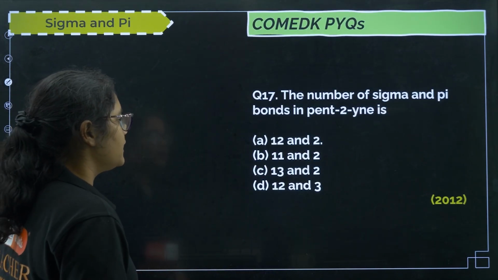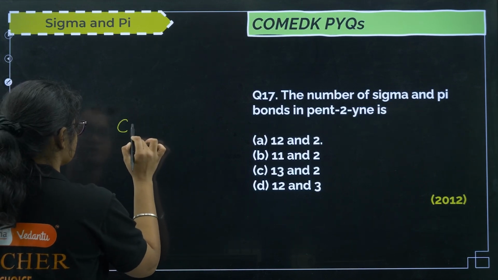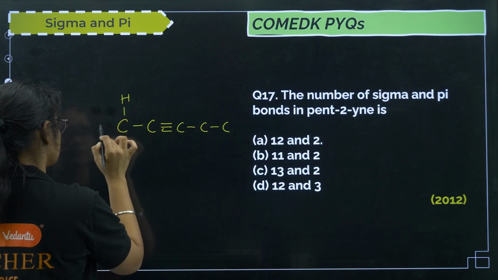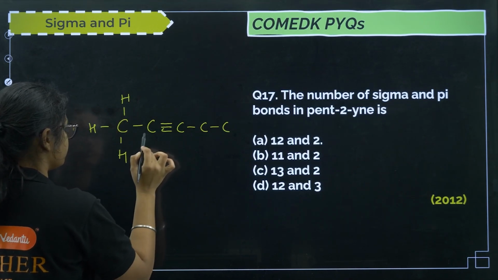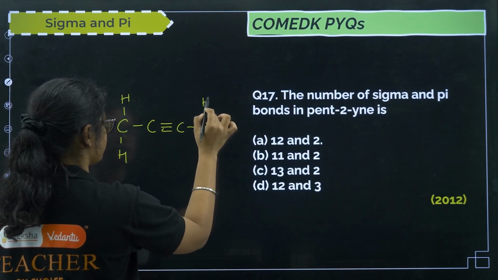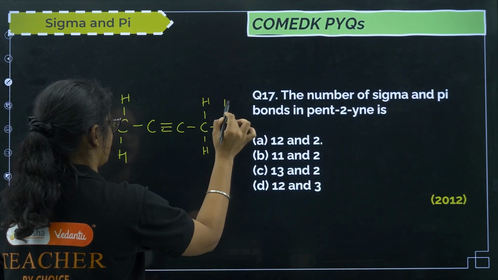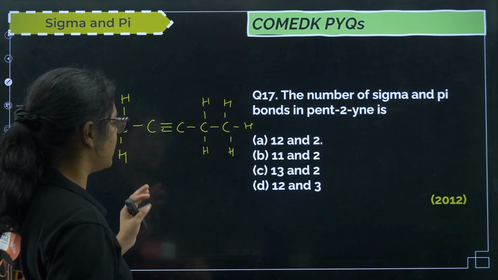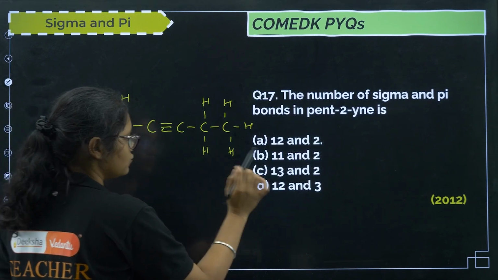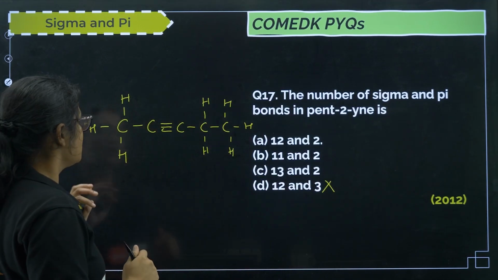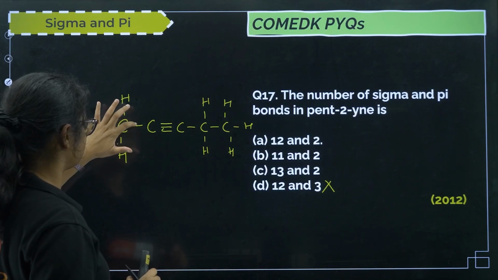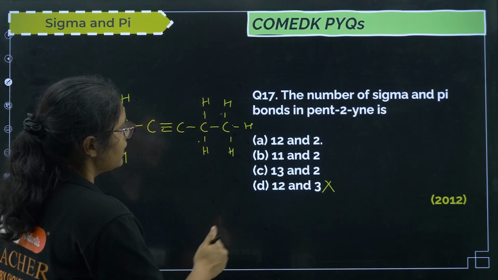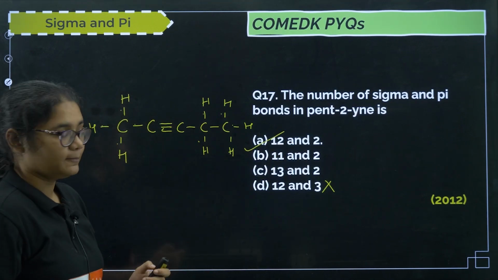Next, the number of sigma and pi bonds in pent-2-yne. So let me first draw pent-2-yne. I will get 3 hydrogens here, here I don't have any hydrogen, here I have 2 hydrogens, and here I have 3 hydrogens. So how many sigma bonds and pi bonds? Definitely there are 2 pi bonds, so we can eliminate this option. Sigma bonds: 1, 2, 3, 4, 5, 6, 7, 8, 9, 10, 11, 12. So I have 12 and 2, option number A.